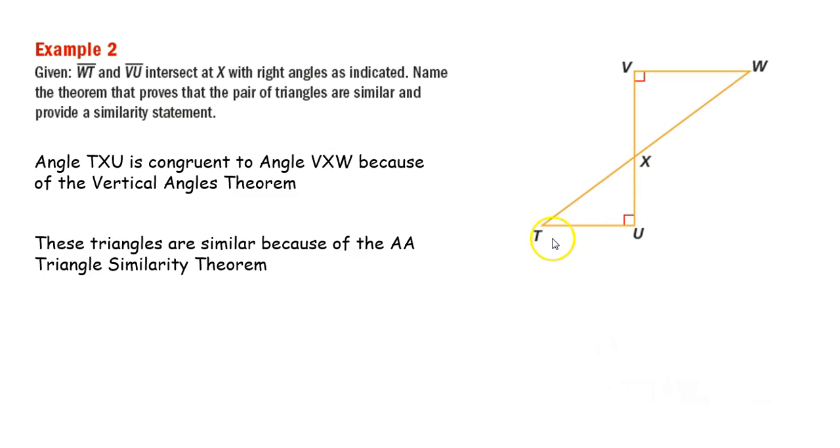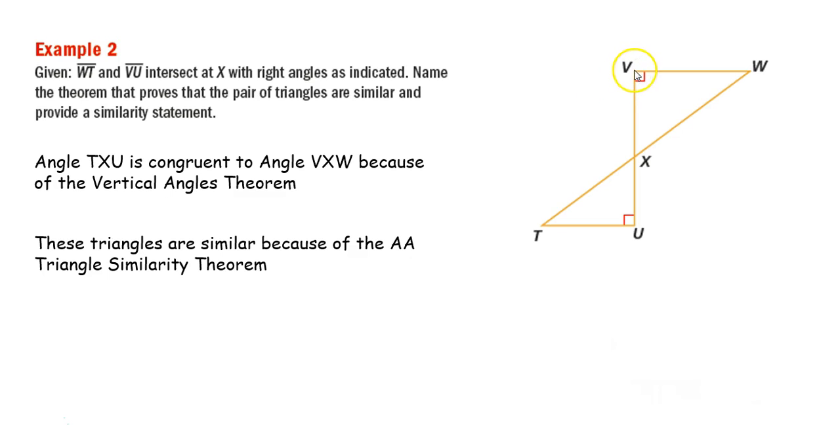So when I talk about T in this triangle on the bottom, what does that correspond to in the upper triangle? Does it correspond to this angle right here? Does it correspond to V? Does it correspond to W? If I look at this one, I don't know the measure of that one. T would not correspond to this right angle, because we know that's a right angle, and T's not a right angle. T wouldn't correspond to this angle right here, because we know that has to correspond to this one, because they're congruent. So T corresponds to W.